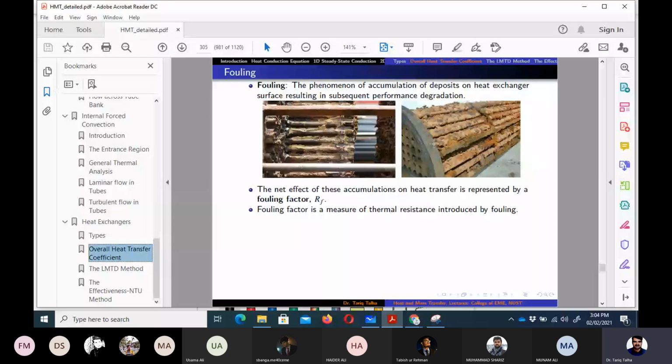So now, how to quantify fouling? That is done by the fouling factor. It means that if we want to know how much additional resistance has been offered by this deposition, we use the fouling factor. So fouling factor is a measure of thermal resistance introduced by this deposition.